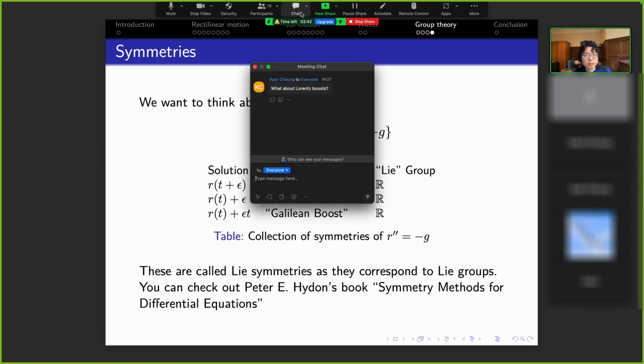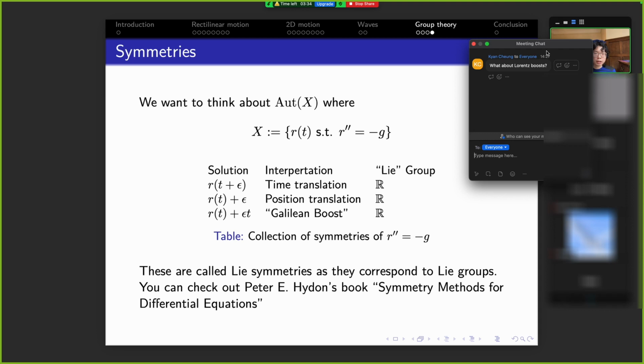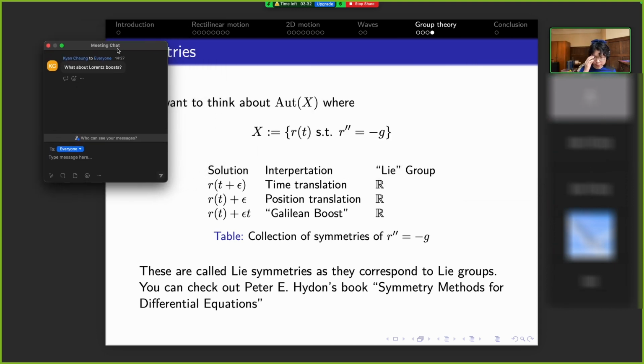So is that chat? Lorentz boost, yeah, so true. Lorentz, yes, in fact, there's also a Lorentz group. What I'm trying to point at here is the Galilean group, kind of. But there's also the Lorentz group, and in fact, the group contraction of the Lorentz group is the Galilean group. What I'm basically saying is that if the velocity is much slower than the speed of light, then the Lorentz group actually just gives the Galilean group.